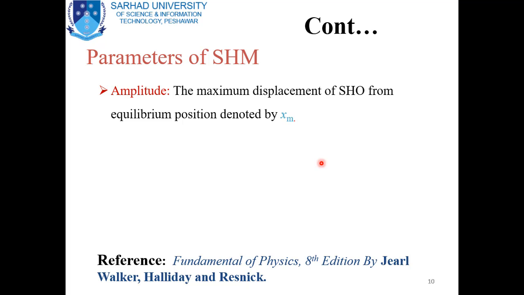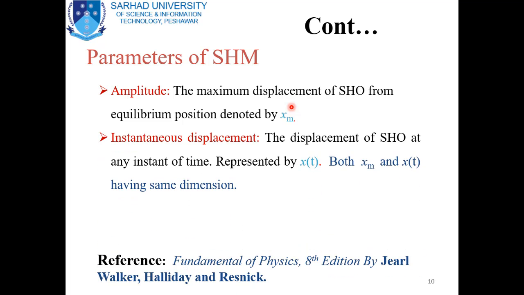So, parameters of simple harmonic motion: amplitude is the maximum displacement of the object on both sides of the mean position. It is denoted by xm, and the amplitude is always constant and positive. So this is the maximum displacement of the oscillating object about the mean position.